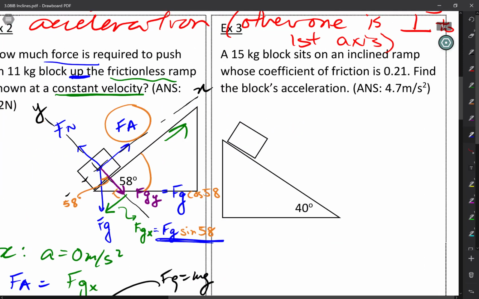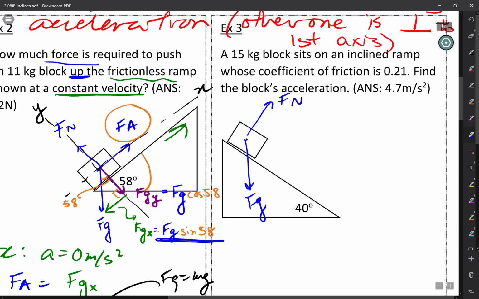A box sits on an incline ramp with a coefficient of friction of 0.21. Hey, there's friction involved now. Find the block's acceleration. Alrighty, so let's start with a free body diagram. I have force due to gravity, and I have the normal force directed perpendicularly away from my surface. Now, the direction of friction, be very careful.